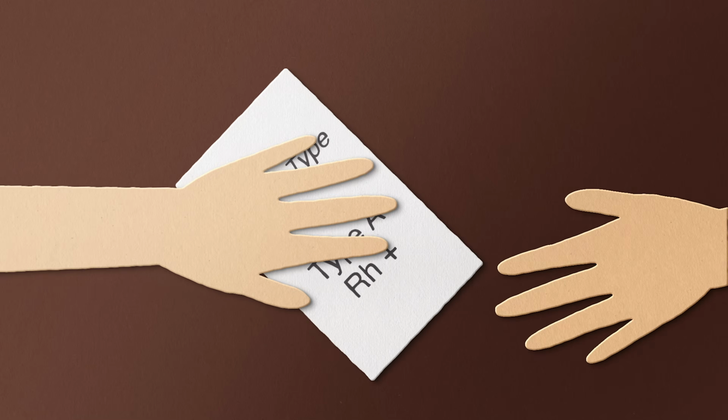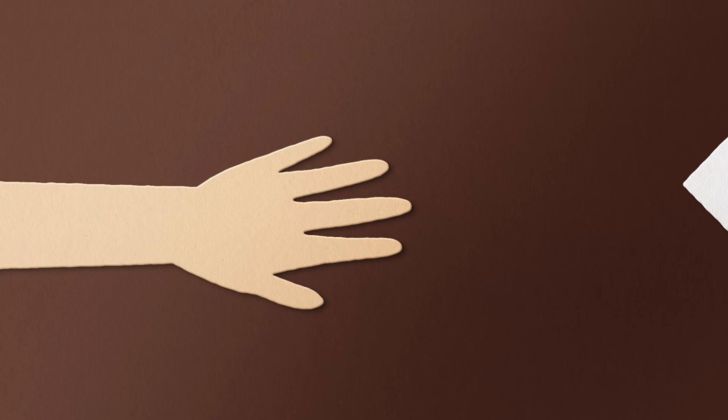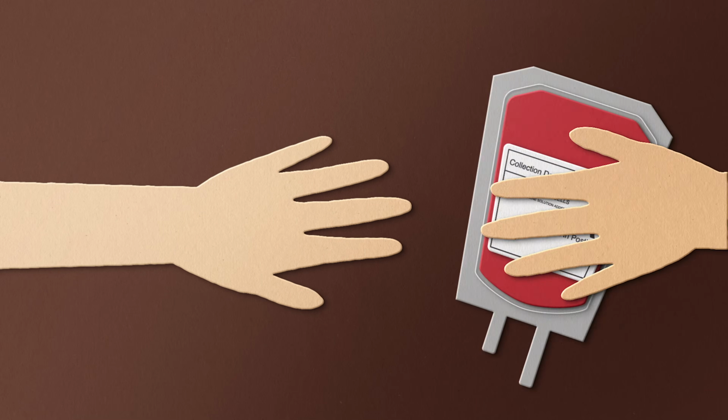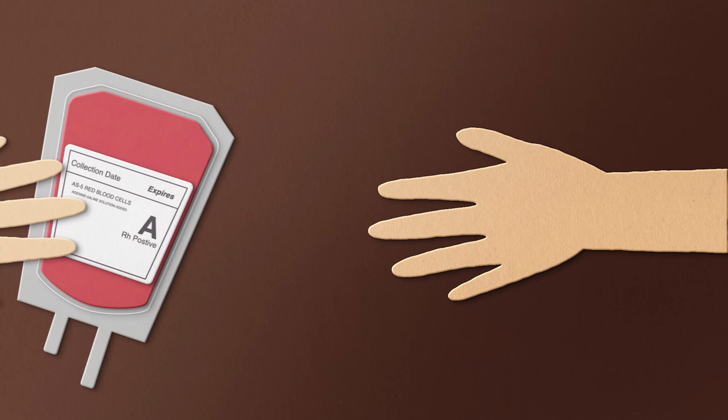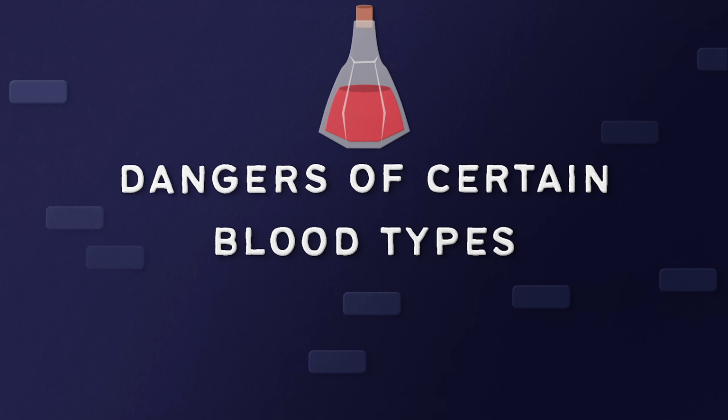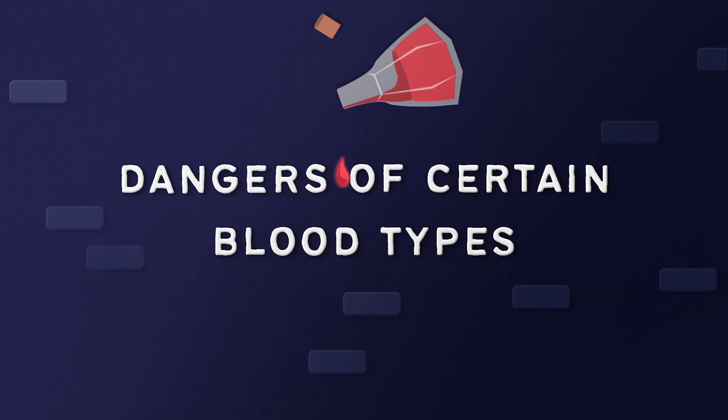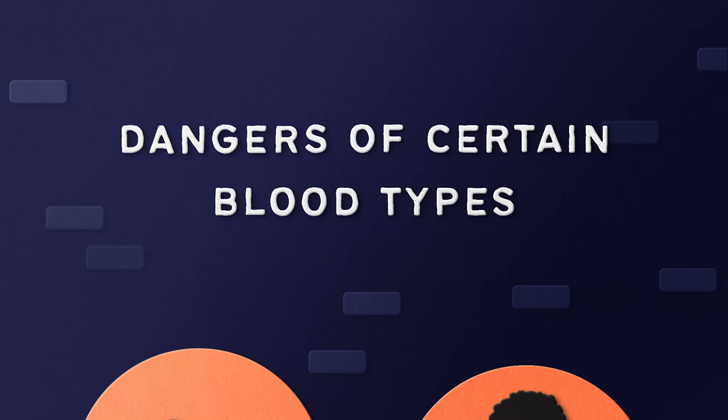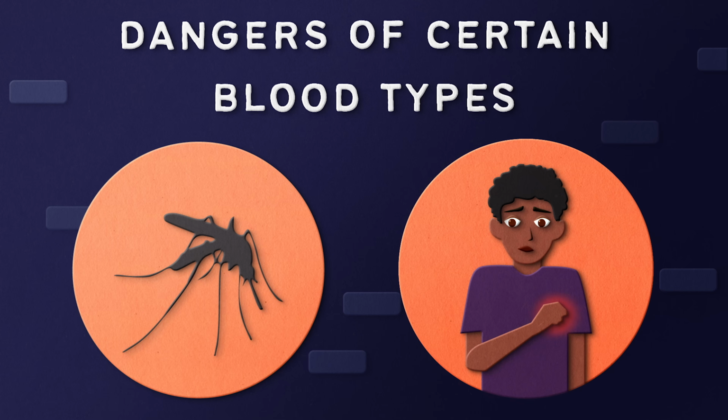Knowing that you have a type of blood helps health professionals determine, for example, if another person can give you some blood when you're in need. Having certain blood types can have its disadvantages too. And in this video, we will list some of the dangers of having certain blood types, from those that can pose some minor health risks to those that can be life-threatening.